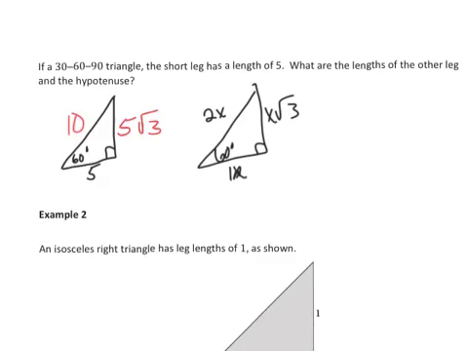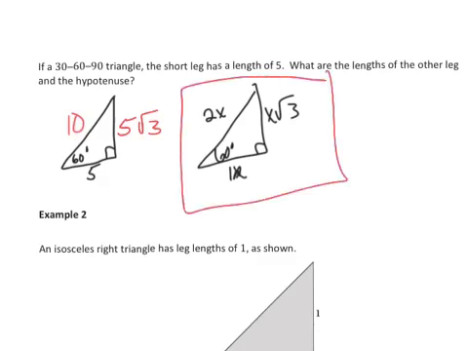So you can think in terms of ratios, you can just think in terms of this special triangle here. 2x, 1x, and x radical 3. The short side is 1x, the hypotenuse is 2x, and the longer side is x radical 3.